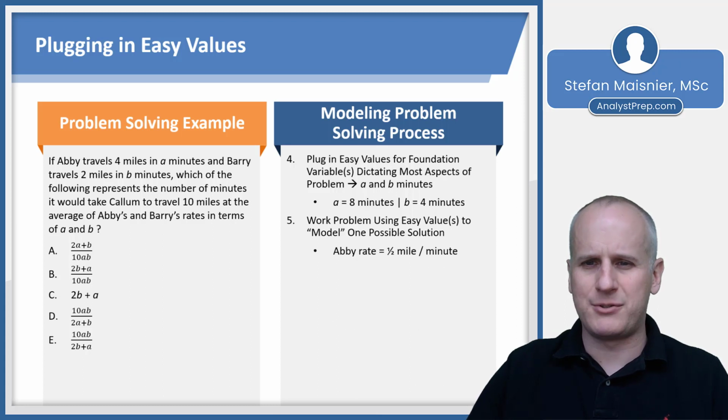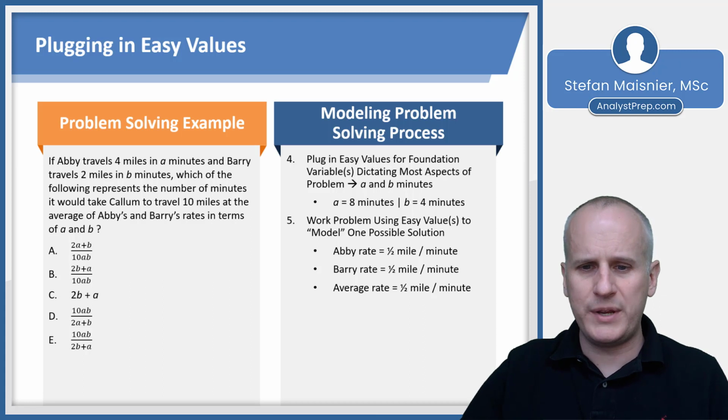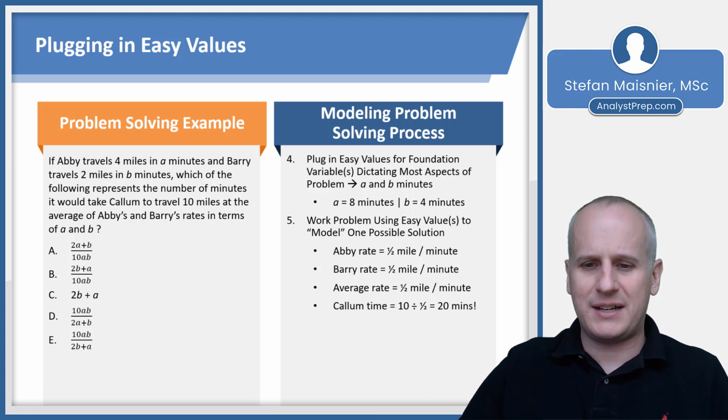Because Abby's rate is half a mile a minute and Barry's rate is half a mile a minute, the average of their two rates is their two rates. It makes it as easy as possible. You do not need to make this complex. In fact, the entire point of the model is to keep it simple. So we know that the average rate is half a mile a minute, so Callum's time at half a mile a minute for 10 miles would be 20 minutes.